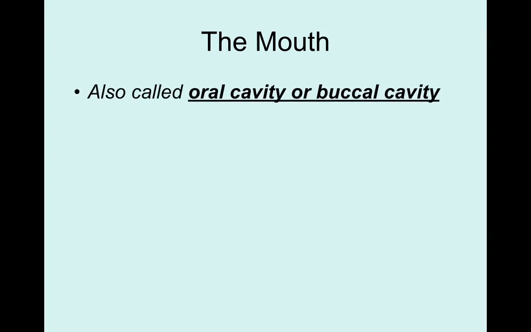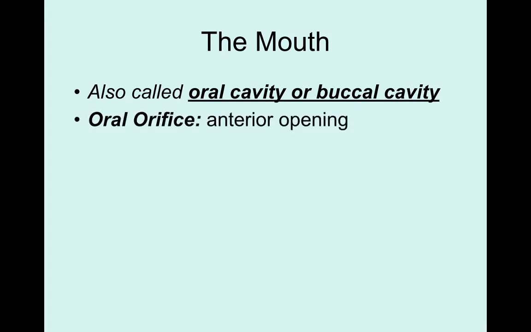Another name for your mouth is your oral cavity. Remember, oral or orus is mouth, or your buccal cavity. Remember, bucca is cheek. So the buccal cavity is the cavity that is enclosed by your cheeks. The oral orifice is actually what we can call our mouth. What we call our mouth is the anterior opening, the oral orifice. But your mouth actually includes all that inside of that oral orifice.